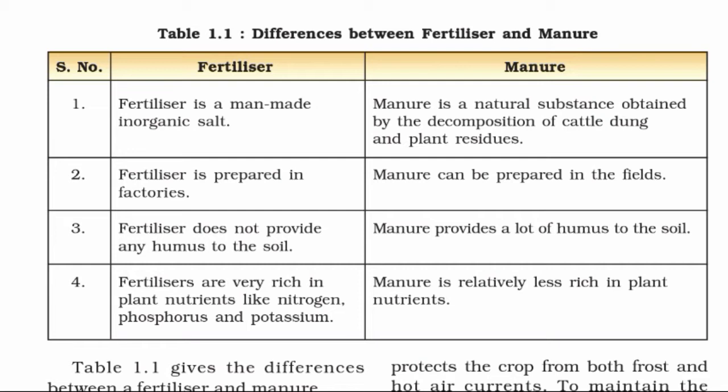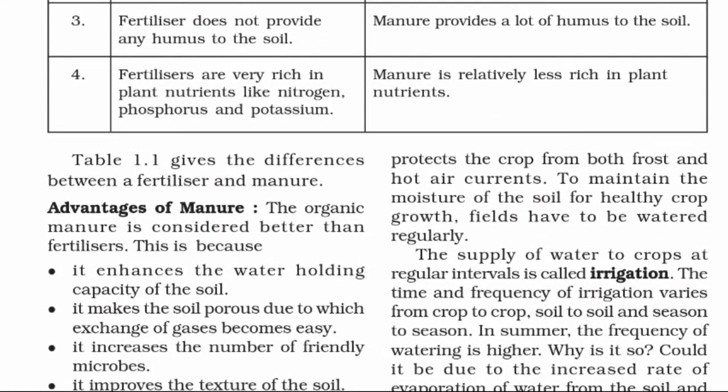Manure provides a lot of humus to the soil. Fourth, fertilizers are very rich in plant nutrients like nitrogen, phosphorus and potassium. On the other hand, manure is relatively less rich in plant nutrients. Table 1.1 gives the differences between a fertilizer and manure.